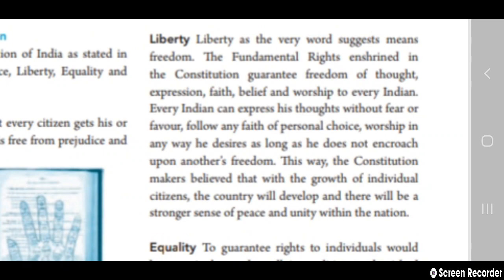This way, the constitution makers believed that with the growth of the individual citizen, the country will develop, and there will be a stronger sense of peace and unity in the country.